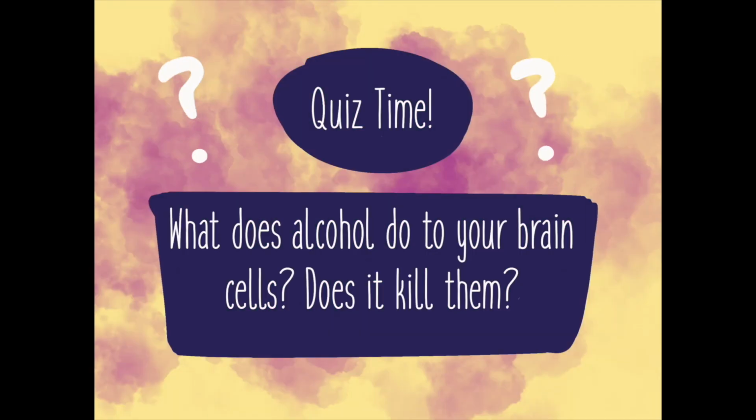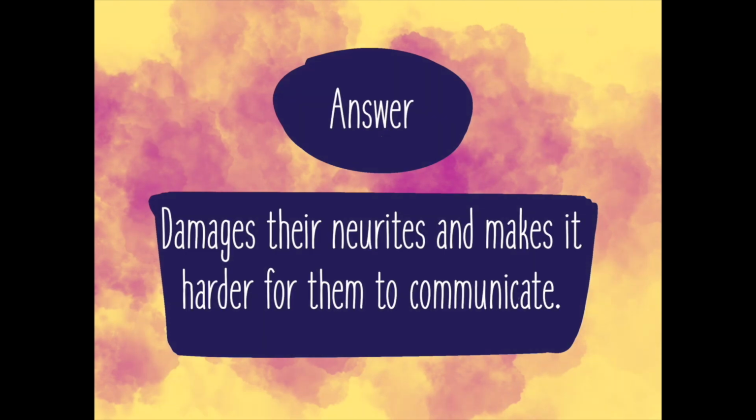What does alcohol do to your brain cells? Does it kill them? Remember, alcohol doesn't kill your neurons, but it could damage your dendrites and make it harder for your brain to communicate.